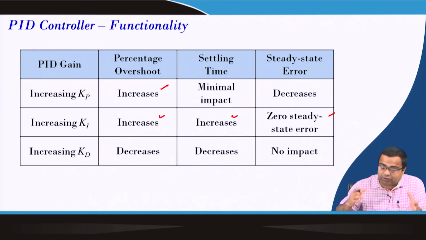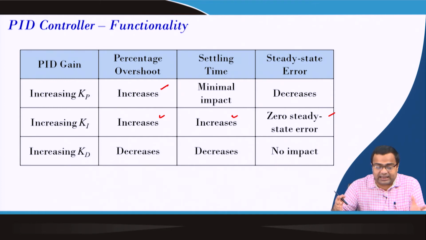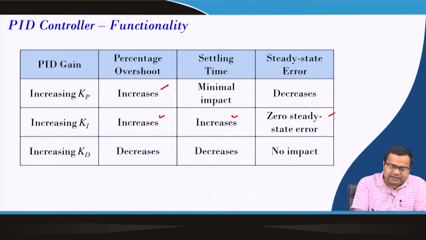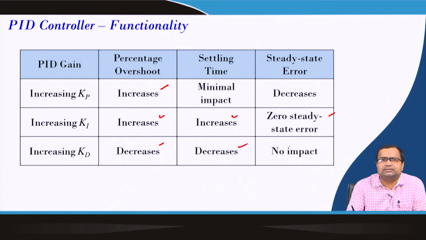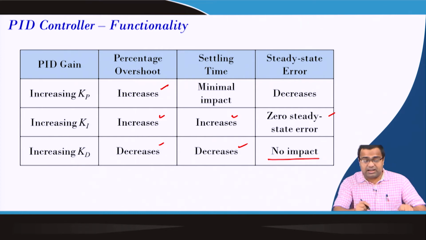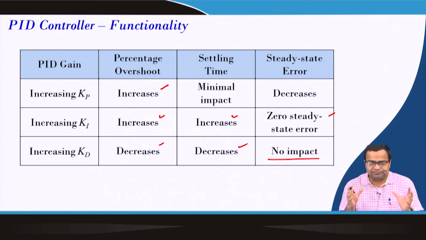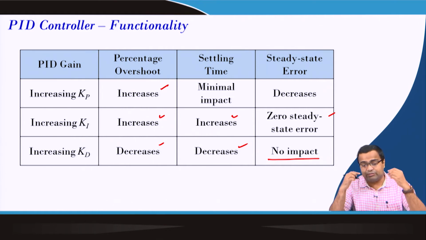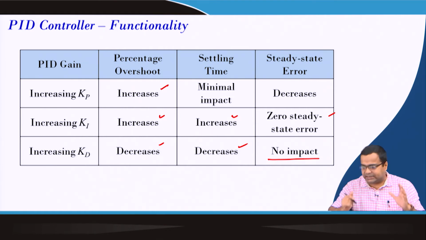So, it is not recommended to use a higher integral gain, and if we increase the derivative gain, we can reduce the percentage overshoot, we can reduce the settling time, and it has hardly any impact on the steady state error. That means, this does not play any considerable role in the steady state error, but it plays a role in the damping. So, it will affect the overshoot as well as the settling time.